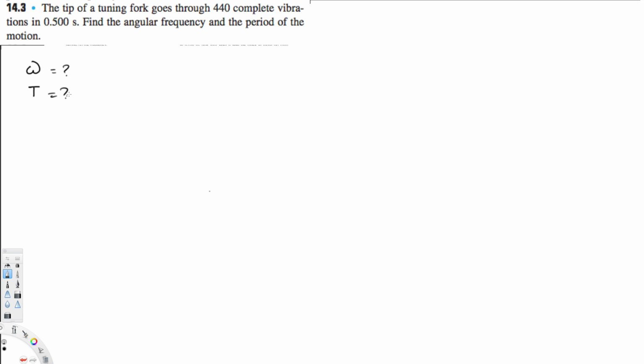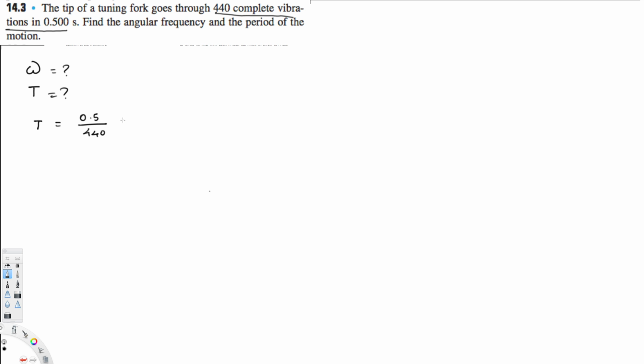So this is saying 440 complete vibrations in 0.5 seconds. So to find the period, what is the time it's going to take for one complete vibration? To find that, what I can do is T is equal to 0.5 divided by 440. So this gives us how long it will take for one vibration to occur.